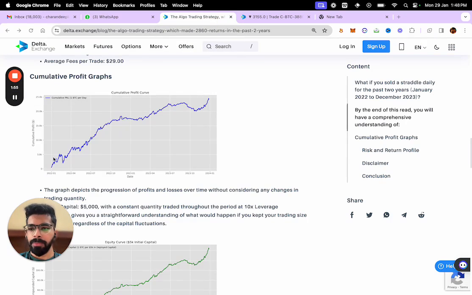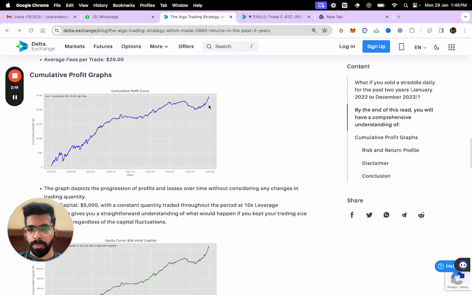Okay. And if we were to do this selling every day, what would happen? The backtest reveals that if you were to do this strategy every day with a capital of $5,000 trading one Bitcoin, then you would have made your $5,000 into $30,000. That is, you would have generated a profit of $25,000. This is the overall cumulative profit curve of the strategy if you were doing this on a quantity of one Bitcoin.